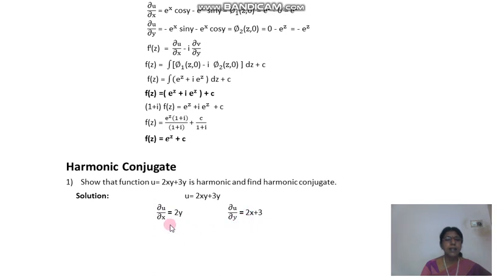Now we find the second derivatives. Differentiate ∂u/∂x = 2y on both sides with respect to x partially. We get ∂²u/∂x² equals, with respect to x, 2y is constant, so its derivative with respect to x is 0. So ∂²u/∂x² is 0. Then this is ∂u/∂y. Differentiate on both sides with respect to y partially. The LHS is the second derivative ∂²u/∂y², which is equal to, there is no y term, so x is constant, 2, 3 are constant, so you get 0.